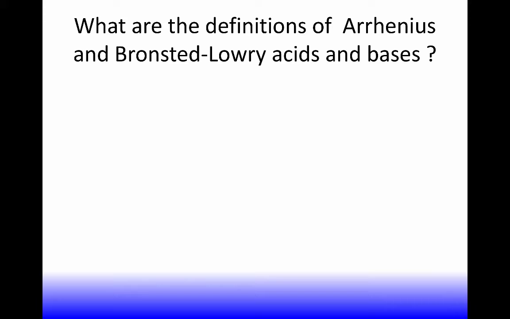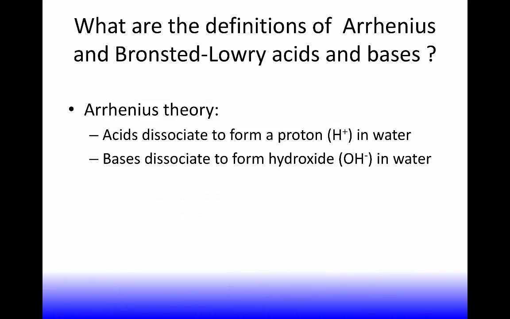Now, scientists have come up with different ways of describing the properties of acids and bases. A scientist named Arrhenius was the first one to come up with the idea. He decided an acid is anything that when you put it in water forms an H plus ion. Bases are anything that when you put them in water break apart to form hydroxide ions.